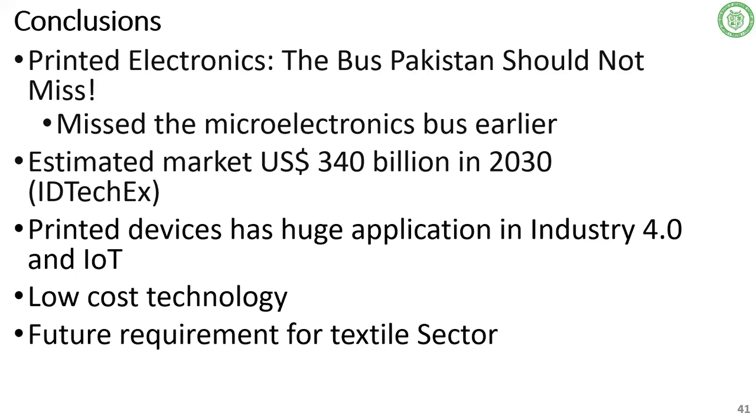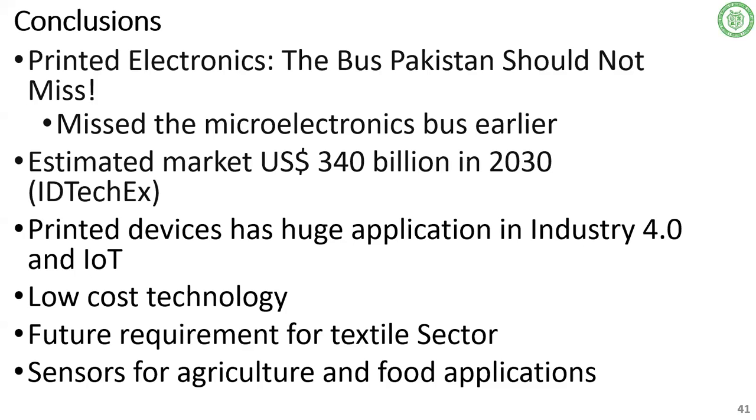And since we are a textile sector, the future textile will be smart textile or e-textile. But since we are missing this opportunity, most probably our textile sector will also get into trouble if we don't look at this printing technology. And since we are an agriculture country, for sensors for agriculture and food applications, we can enhance our capability if we have low cost, cheap sensors for monitoring humidity, soil quality, water quality, gases, or similar applications. So it can enhance our productivity as well.